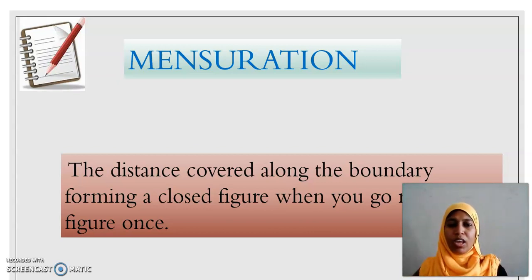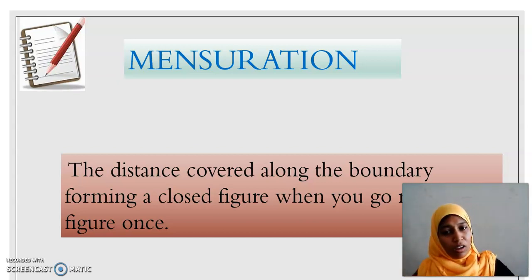Rectangle. Okay, even here you could see many rectangles. Blue color rectangle and brown color rectangle. Okay, wherever the texts are there. Closed figure, when you go around the figure once. What single word can I give to this big sentence?